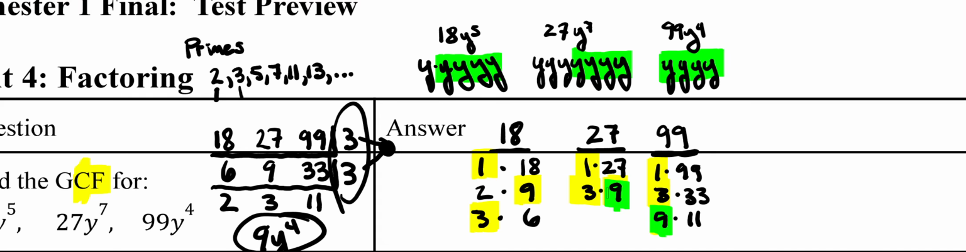The 9. And so that's the greatest part. The greatest common factor of all of those would be the 9. And that's the 9 that we've talked about. And we already talked about how to find the y to the 4th with the variables. And so that's your GCF, 9y to the 4th.